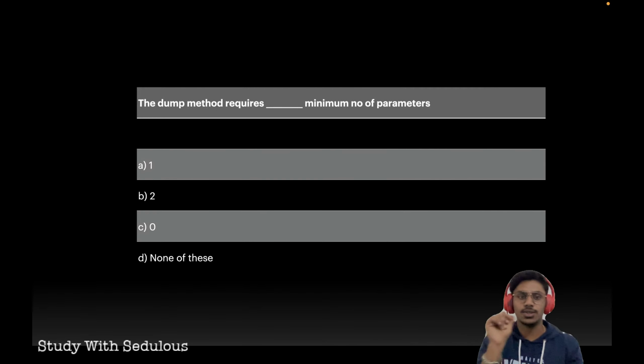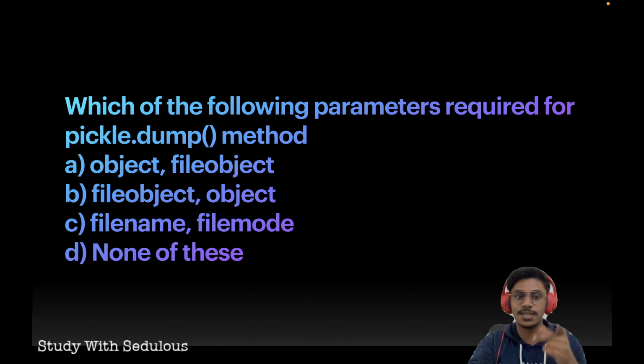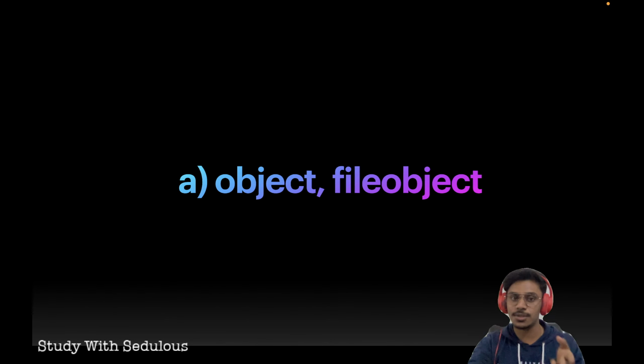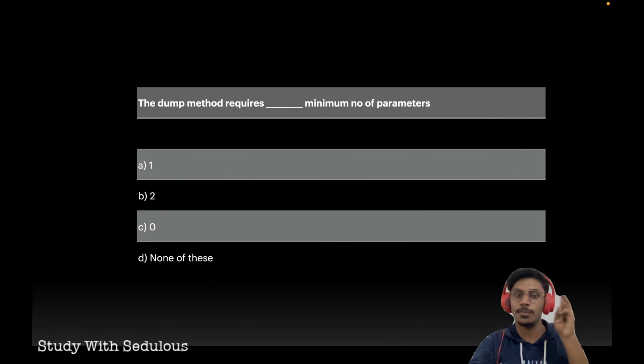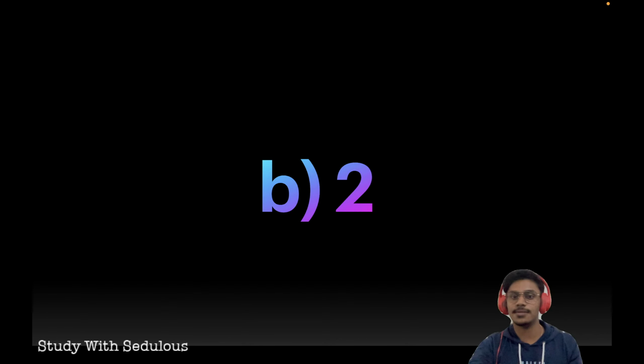Now, this one. The dump method requires dash minimum number of parameters. It's about dump and not about load. For dump, there should be at least 2 parameters. As we have seen in the last question, the parameters are object and file object. So it's minimum 2. That's the answer.